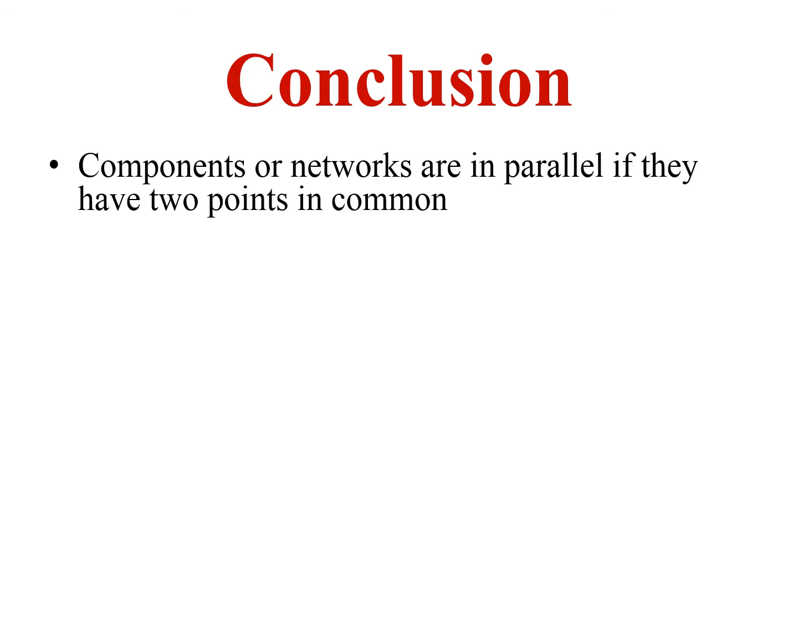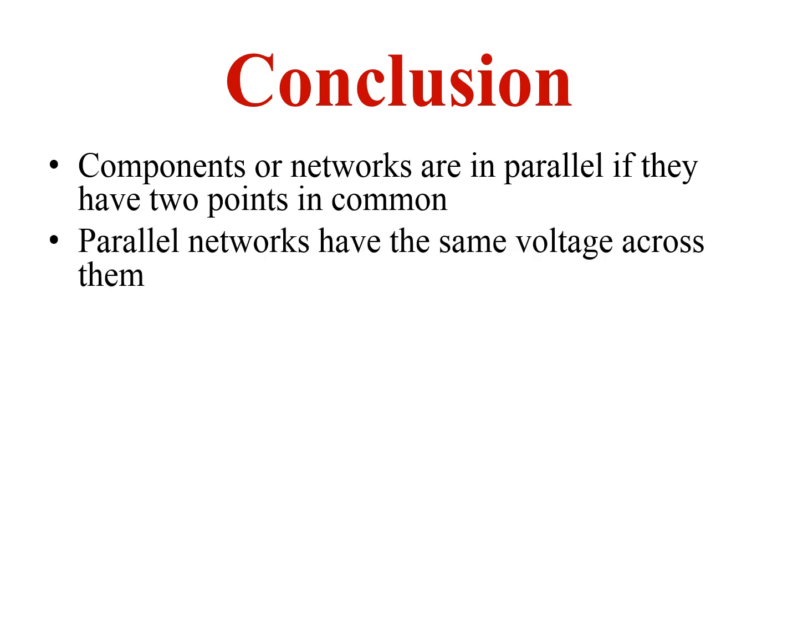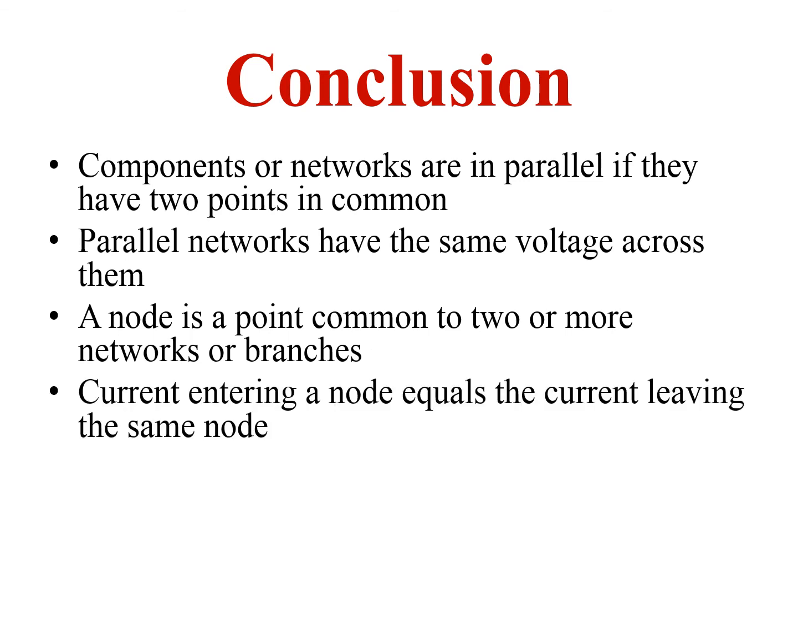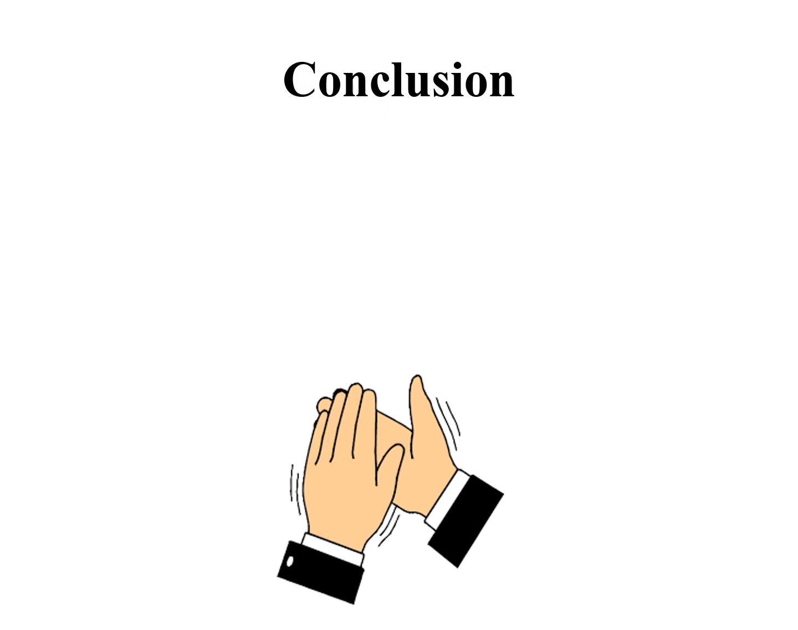Then in conclusion, you can see that the components or networks in parallel have 2 points in common. Parallel networks have the same voltage across them. A node is a point common to 2 or more networks or branches. Current entering the same node.